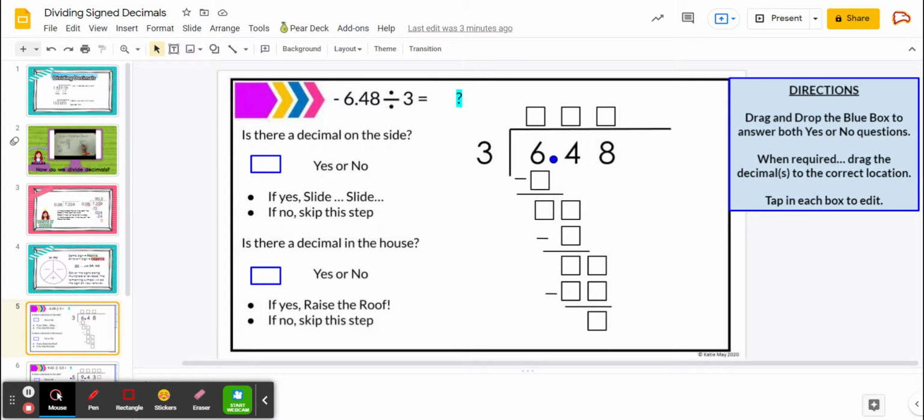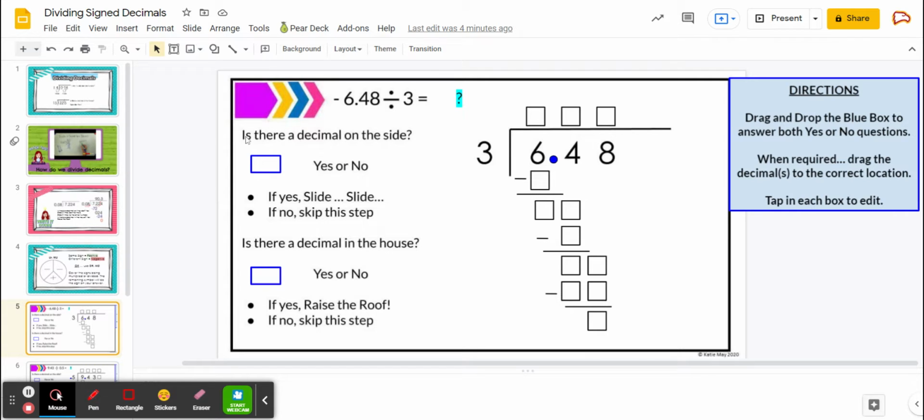All right, so we are going to be dividing -6.48 by 3. So remember that the first number is our dividend and the second number is our divisor, and the divisor goes on the outside. So we're going to look at how to use the components to make this interactive. So the first thing you need to do is use our slide and raise the roof method.